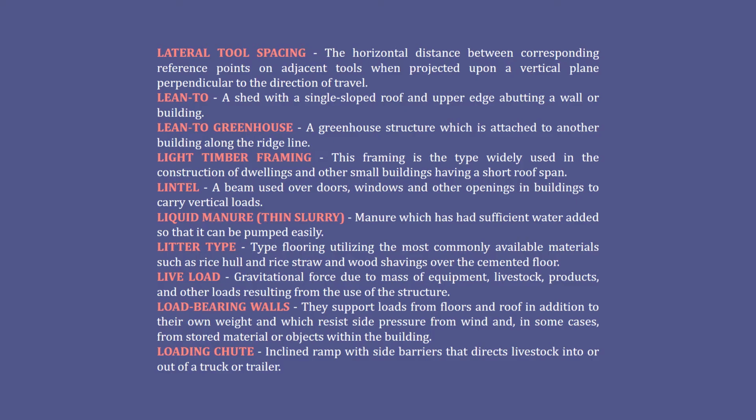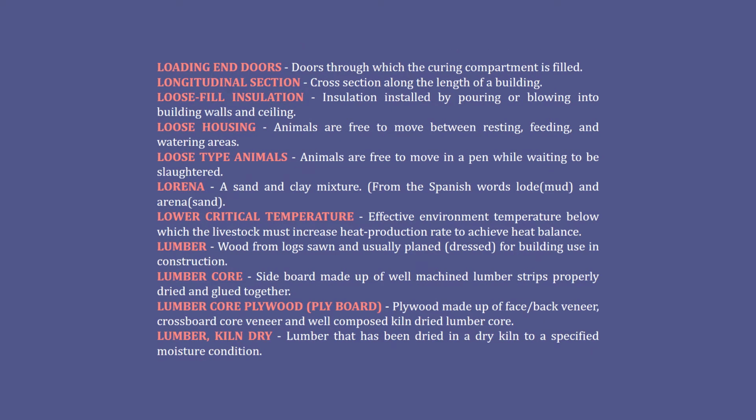Loading chute: inclined ramp with side barriers that directs livestock into or out of a truck or trailer. Loading end doors: doors through which the curing compartment is filled. Longitudinal section: cross section along the length of a building. Loose fill insulation: insulation installed by pouring or blowing into building walls and ceiling. Loose housing: animals are free to move between resting, feeding, and watering areas. Loose type: animals are free to move in a pen while waiting to be slaughtered.